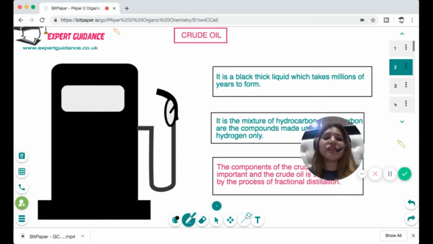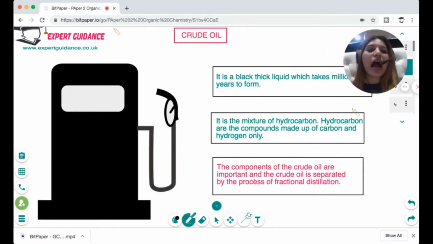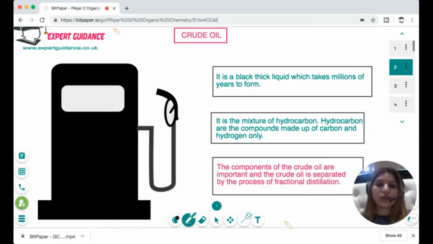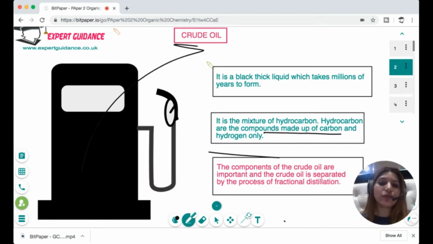Now, whenever we talk about organic chemistry, we basically talk about hydrocarbons. Now, what are hydrocarbons? Hydrocarbons are the compounds which are made up of carbon and hydrogen only. And from where do these hydrocarbons come? They come from crude oil. Now, crude oil is a black thick liquid which takes millions of years to form.